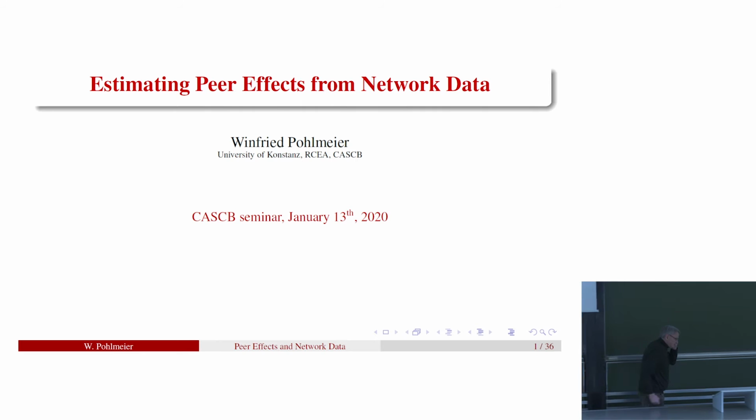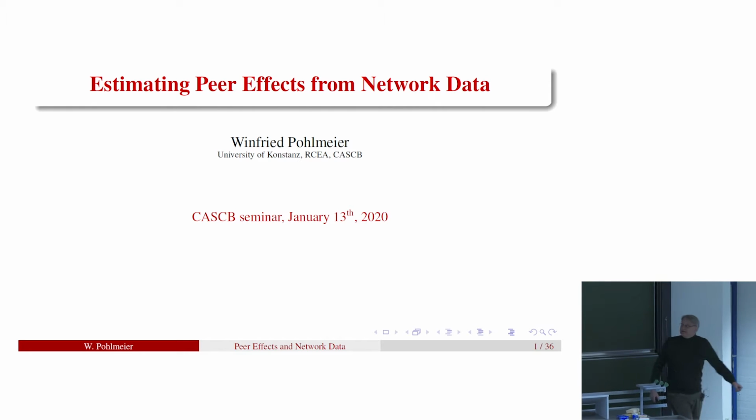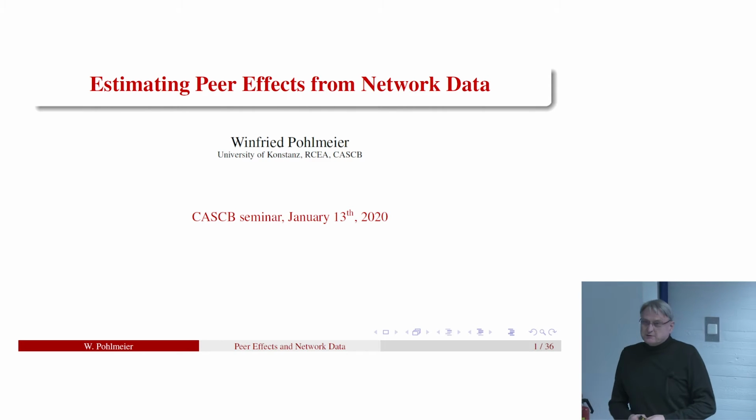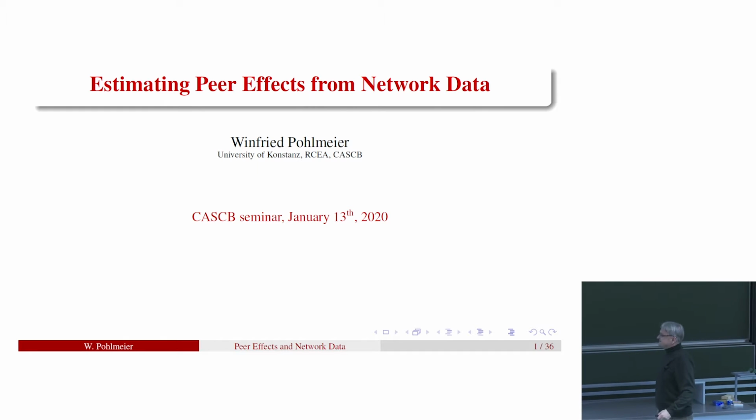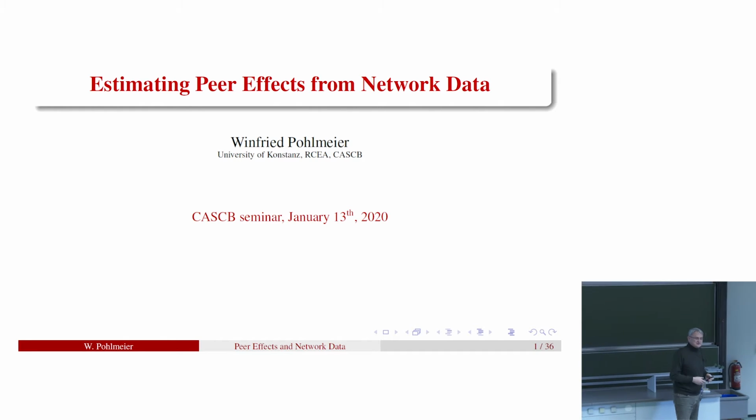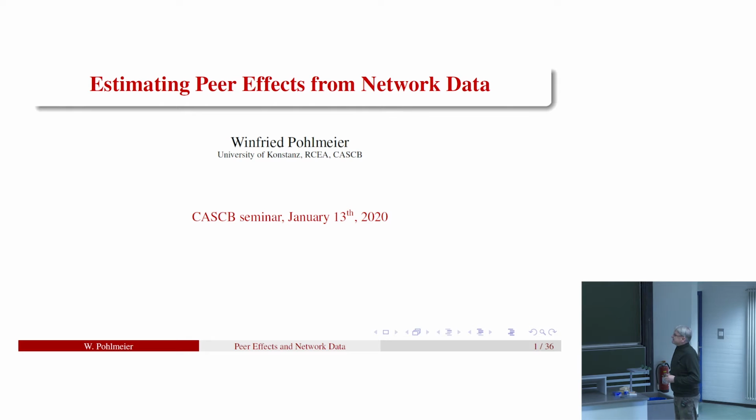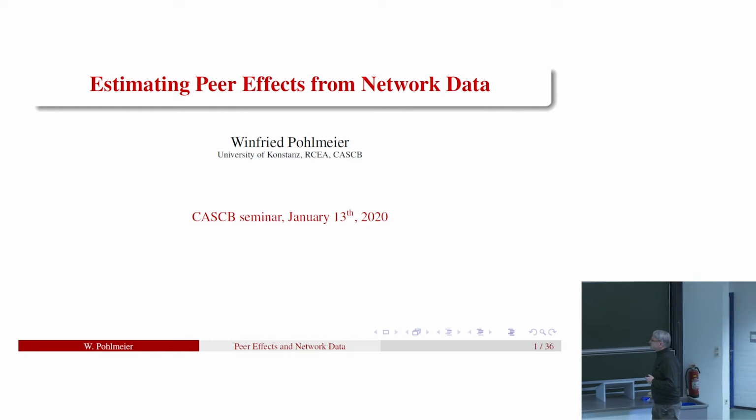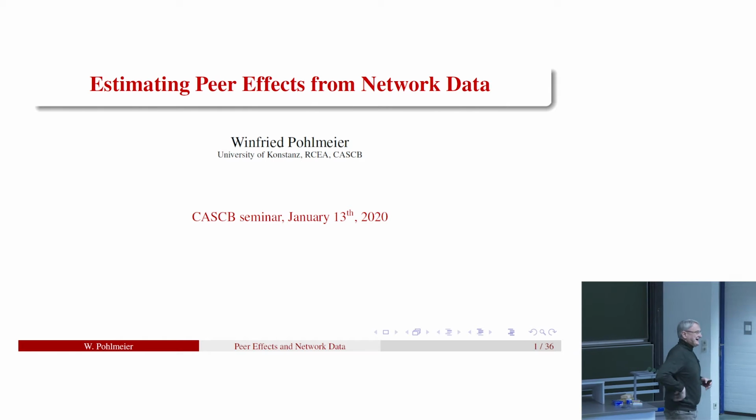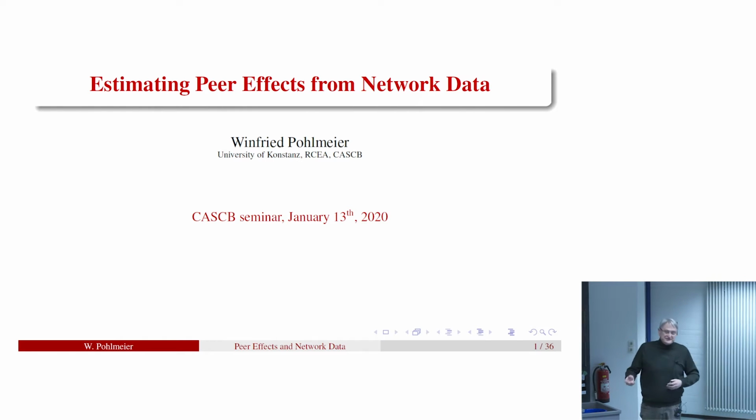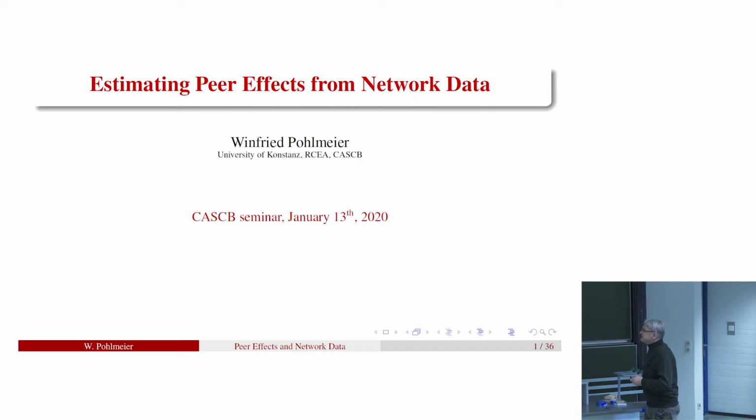The title of my talk is Estimating Peer Effects from Network Data. It's a nice way of analyzing network data in the social sciences. So I'm talking about social networks. And peer effects are basically summary statistics of how the network is working, how the network is affecting individual behavior.